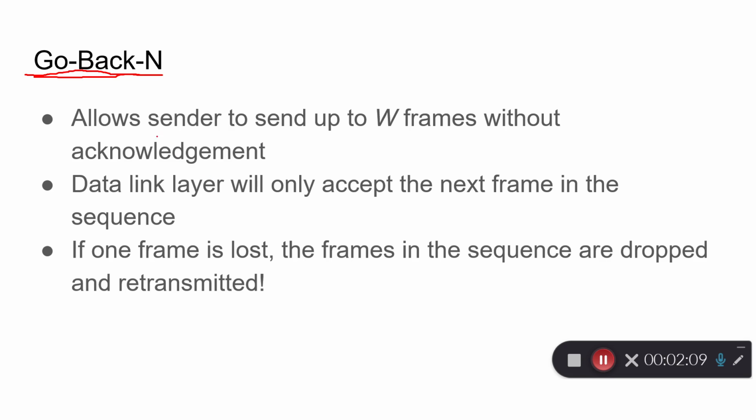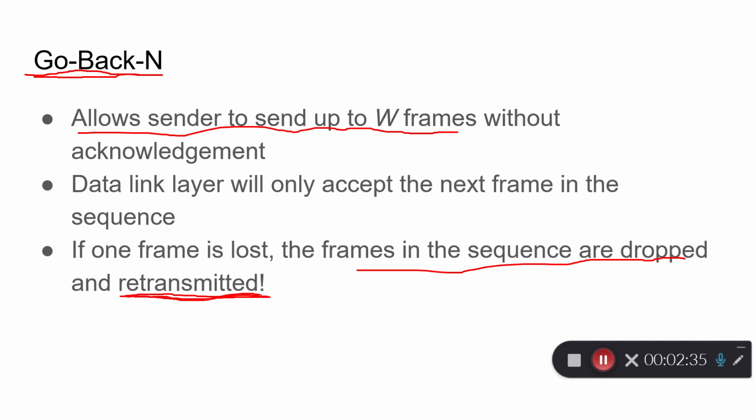So Go Back N allows a sender to send up to W frames without an acknowledgement. The data link layer will only accept the next frame in the sequence. So if one frame is dropped, it will not accept the other if it hasn't received the dropped one. As stated here, the frames in the sequence are dropped and they are retransmitted. That is the most crucial part of Go Back N. Unless you have cumulative acknowledgments, of course.